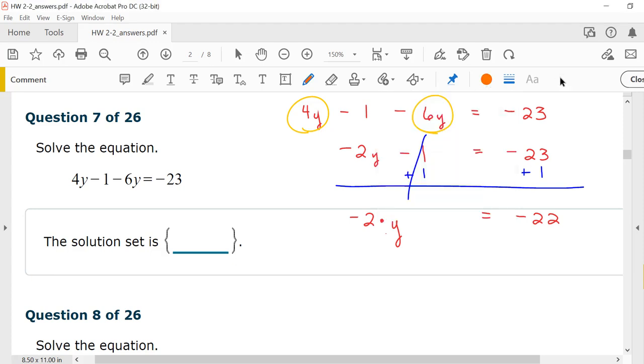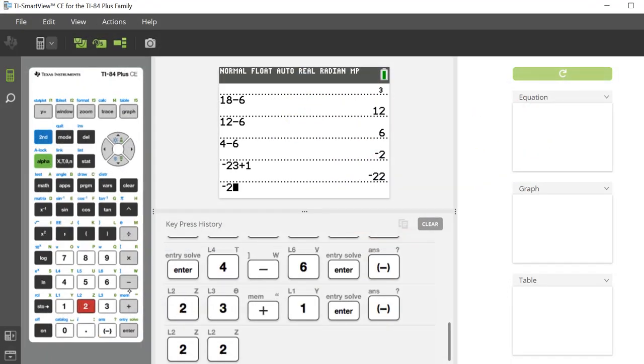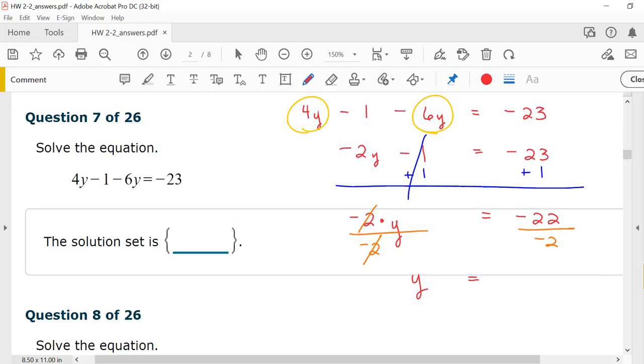To get the y by itself, I need to divide both sides by negative 2. Negative 2 divided by negative 2 is 1. 1 times y is y. So y equals negative 22 divided by negative 2, which is 11. Y equals 11.